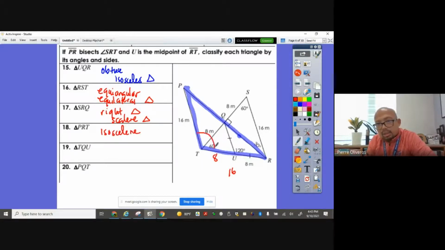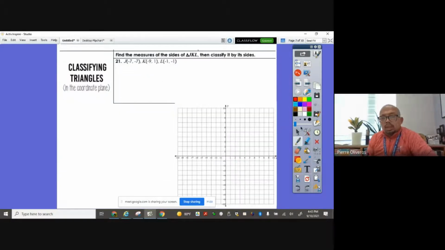And this one here is bigger than 90, so I know it's going to be an obtuse triangle. All right, let's move on now. So here, let's classify the triangle in a coordinate plane. We need to find the measure of the sides of triangle JKL, then classify it by side. So we know that a triangle has 3 sides. Let's graph it first.